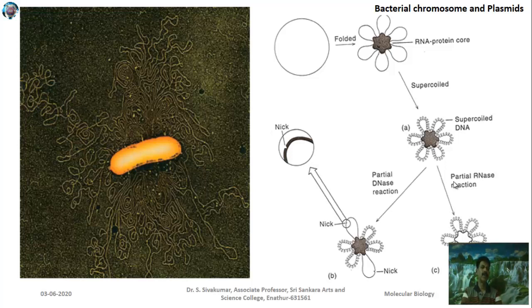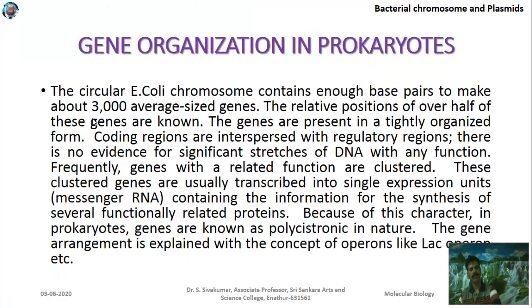That is the proposal carried out by Petitjean, and this diagram clearly indicates that. This is the electron micrograph where you can see the supercoiled DNA molecules which are attached to the central RNA protein core. So this is how the genome of prokaryotes as well as bacteria is present.